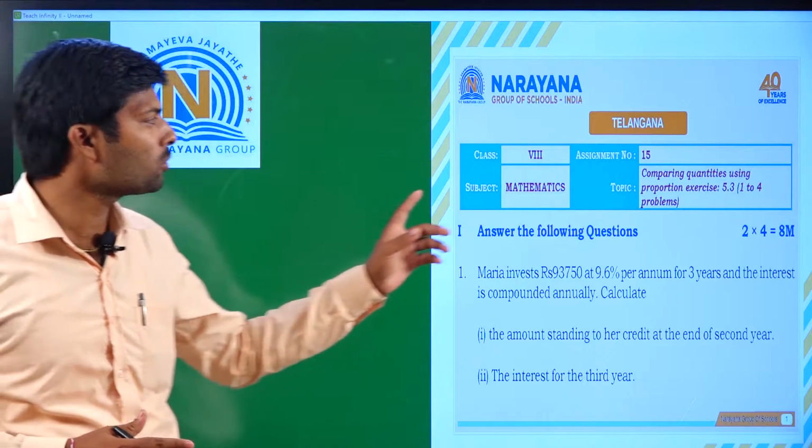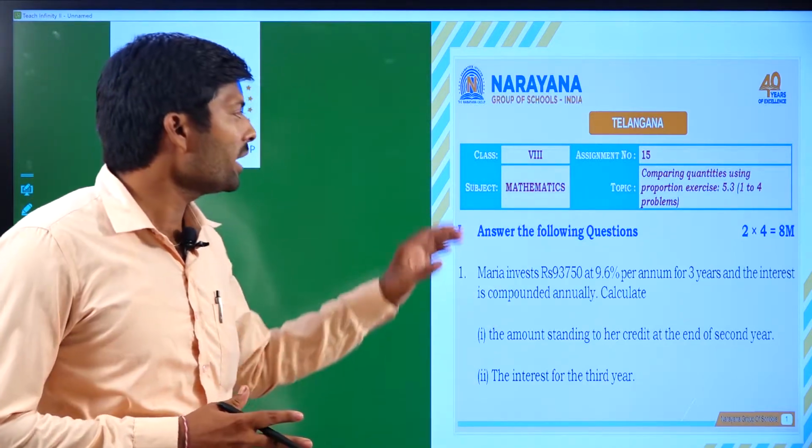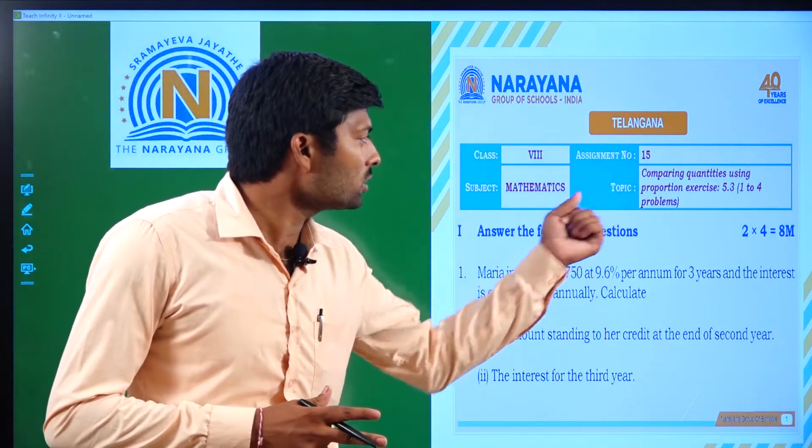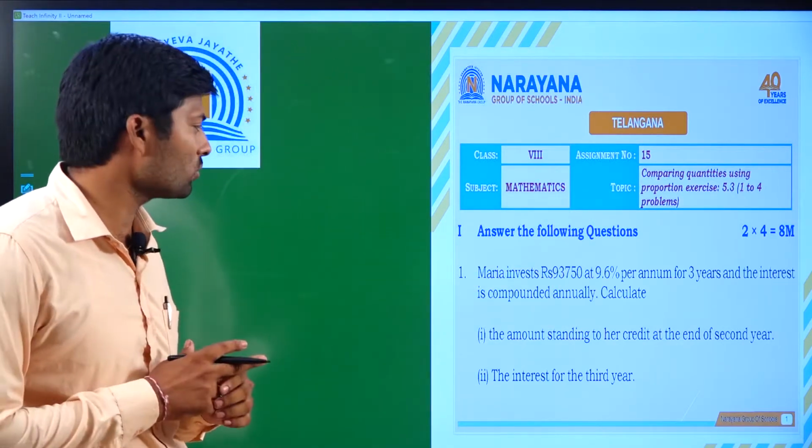Today I am going to explain about assignment number 15 from 8th class. The topic is comparing quantities using proportion. So let's go for the first assignment question.